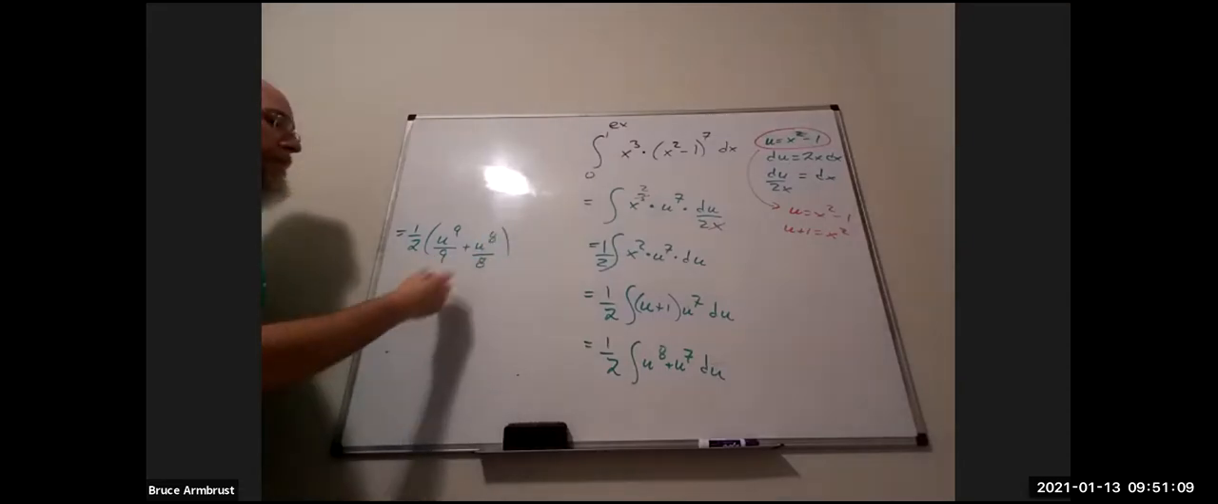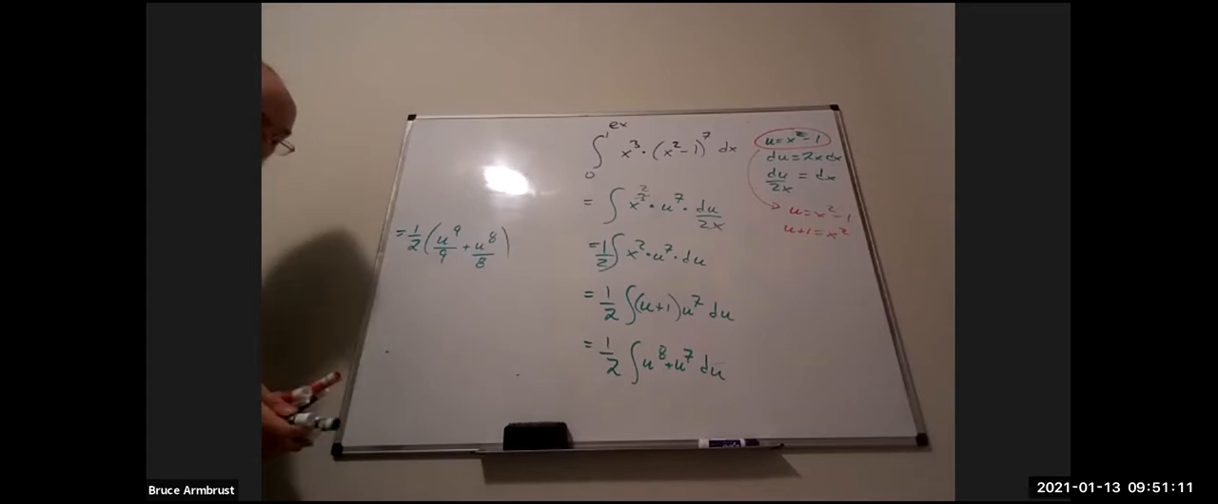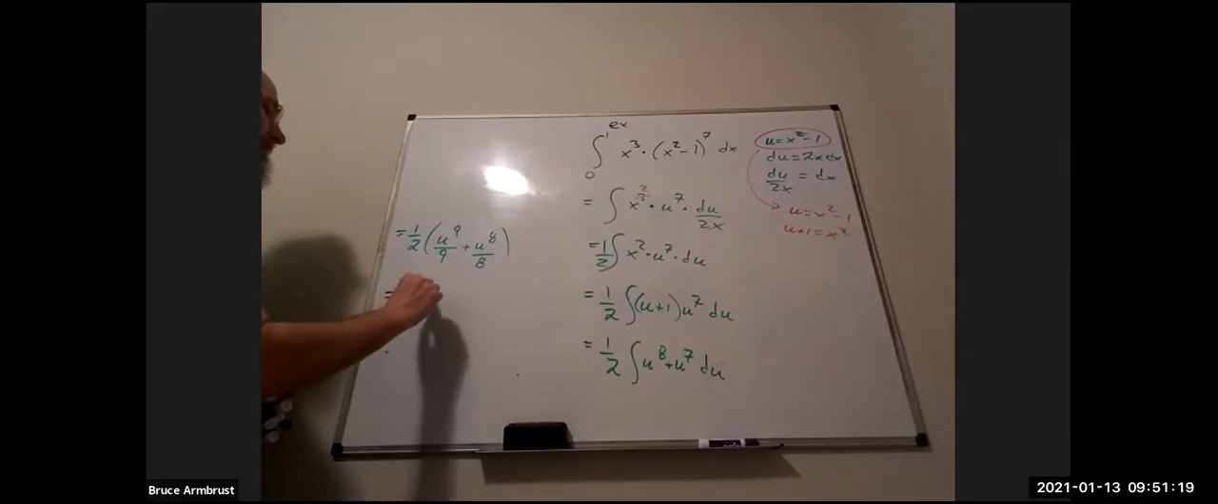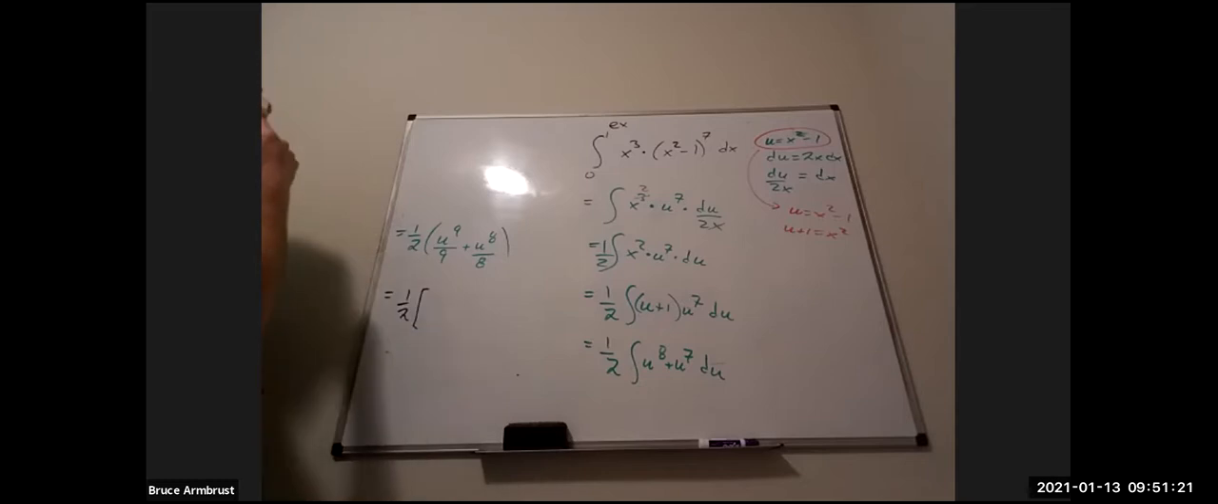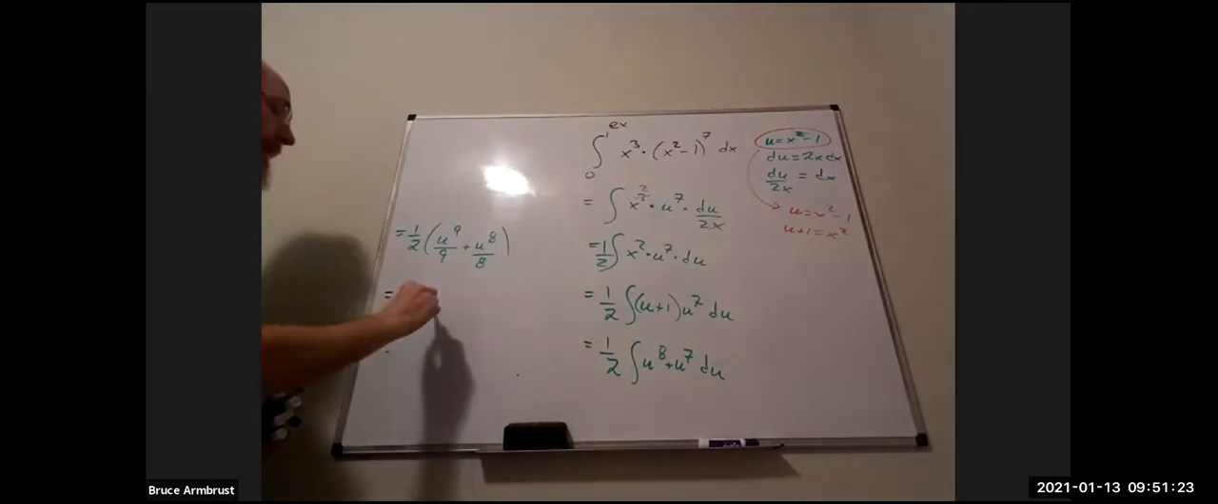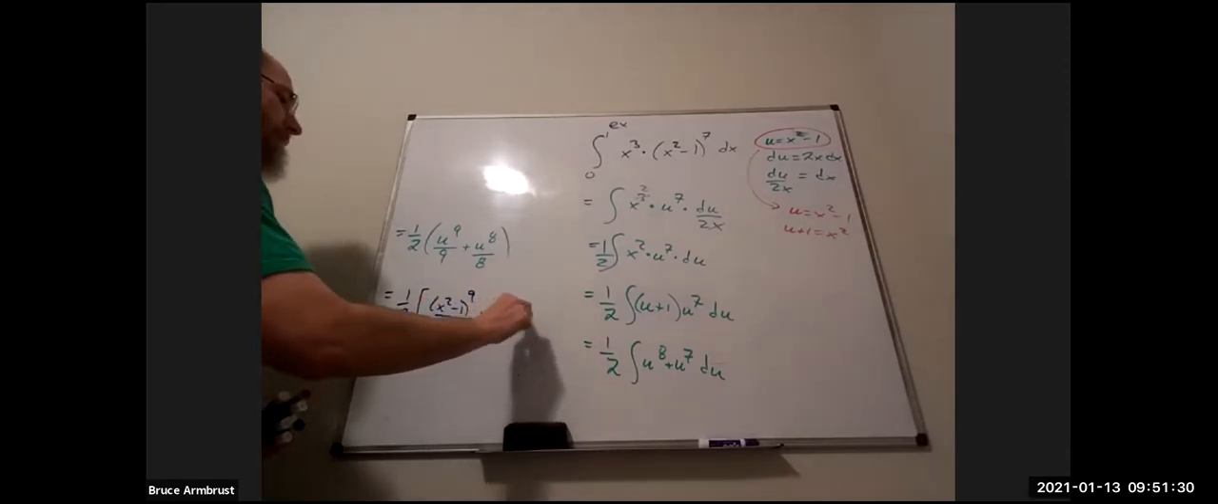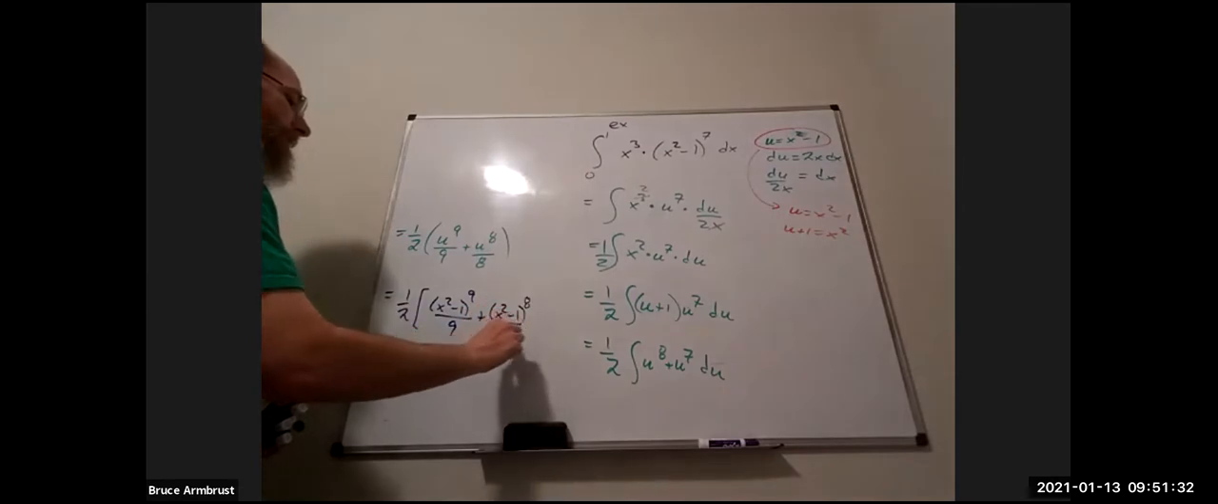All right. But now let's turn it back into x's. So if we go back in terms of x's, this is going to be 1/2 times, u was x squared minus 1. So x squared minus 1 to the 9th over 9 plus x squared minus 1 to the 8th over 8.